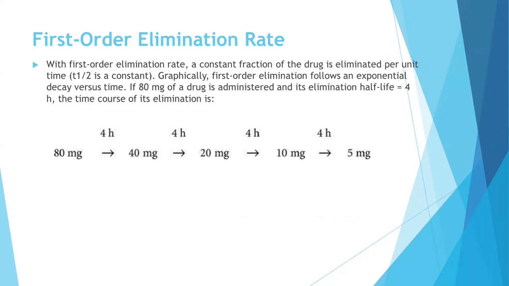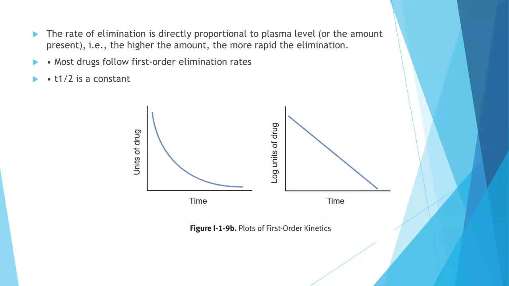In first order elimination rate, the T half is constant, and in zero order elimination rate, the T half is variable. The rate of elimination is directly proportional to the plasma level. The higher the amount, the more rapid the elimination. Most drugs follow first order elimination rate. T half is constant.